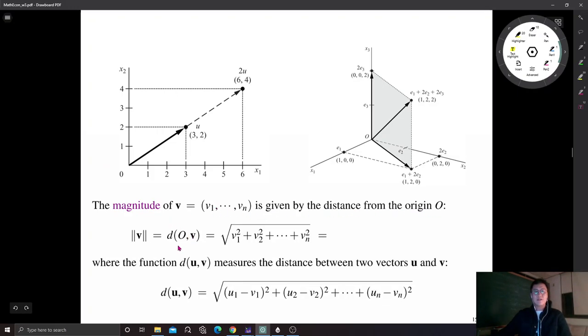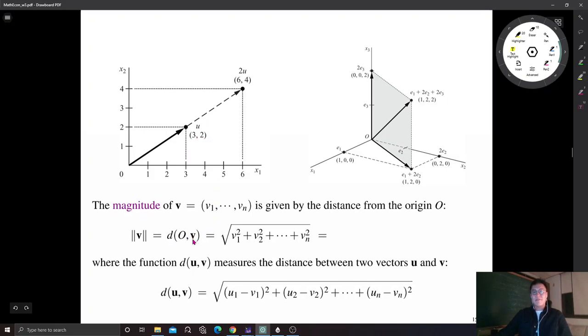In the case of a two-dimensional space, we have the Pythagorean theorem. Because this is a right triangle, we can easily compute the length of this arrow using that theorem. That's going to be the square root of 13, I guess, the square root of 3 squared plus 2 squared, right?